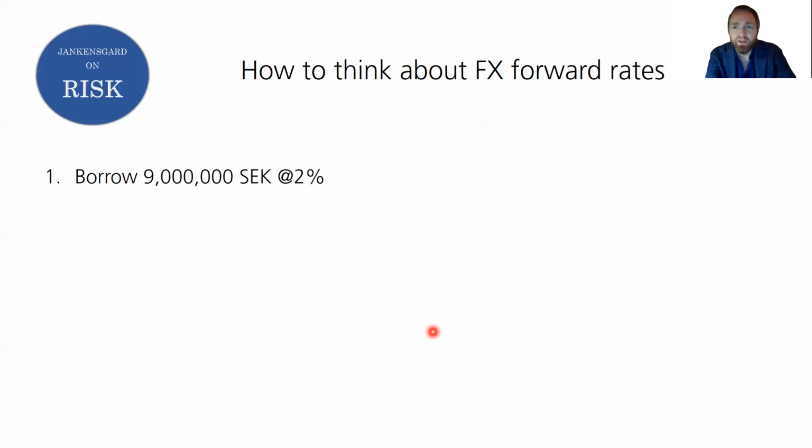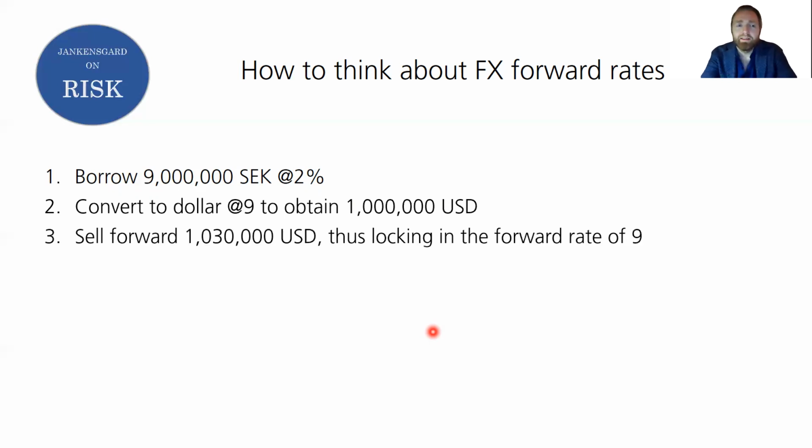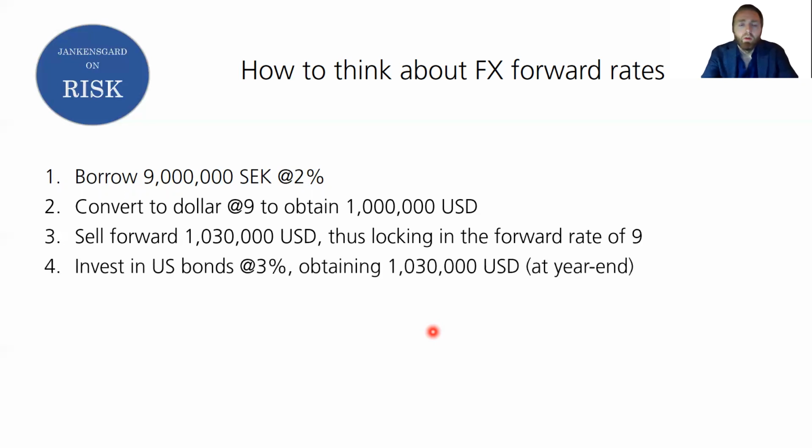So let's say that is the case. You go to the bank and you borrow 9 million Swedish krona, and you are required to pay 2% interest on that. You can then convert that at the current spot rate, giving you 1 million US dollars. At the same time, same day, you sell forward 1,030,000 US dollars. So you're committed to sell that number of dollars 1 year from now, and you lock in the forward rate effectively of 9, because in this example we're assuming it's 9, right? In the meantime, you have the money placed in US bonds, earning you a 3% return.